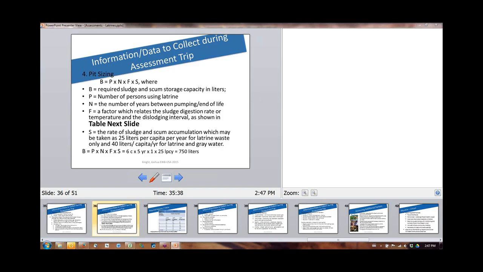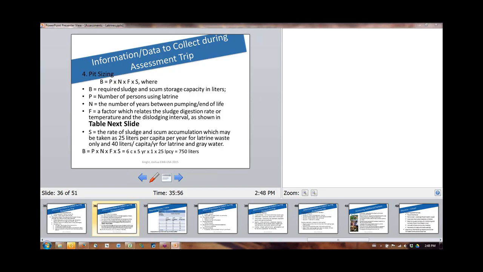P is the number of people using that latrine, N is the number of years between when you want that thing to be full or you want someone to be able to pump it out. And F is a factor very close to 1 that we'll explain on the next slide. And S is that sludge rate that you found from the previous slide.